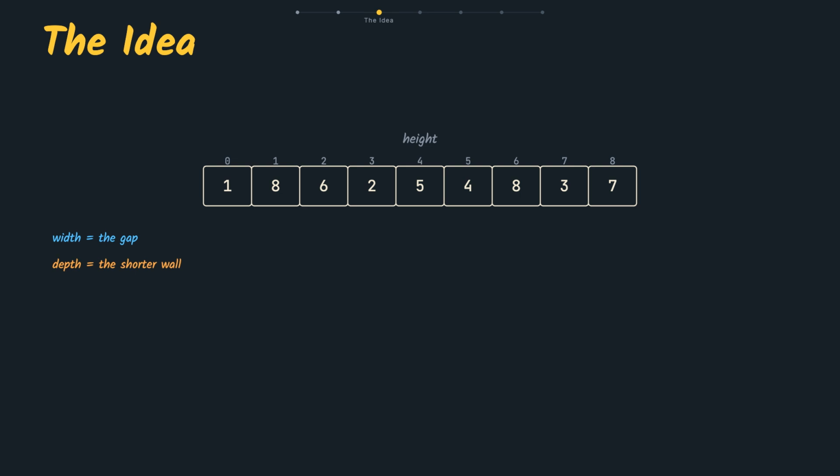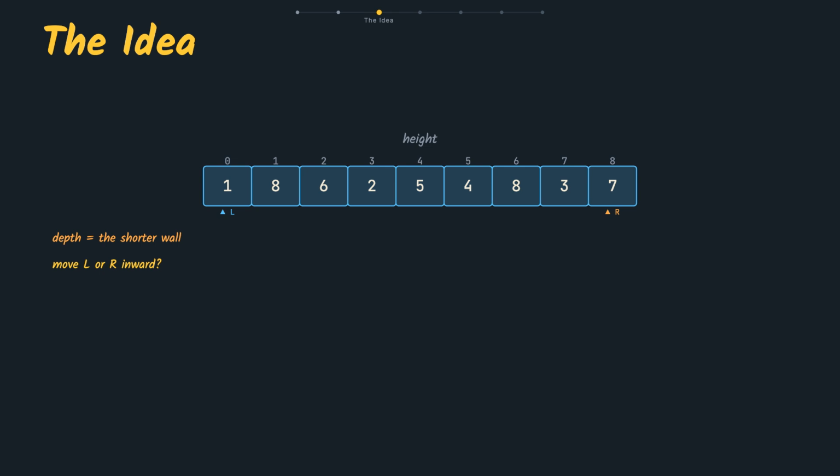Let's slow down. Only 2 things set the size of the water: the gap between the 2 walls and the shorter of those 2. Nothing else. So start as wide as you possibly can. Put 1 pointer on the first wall, 1 on the last. That's the 2-pointer move. Now the real question.